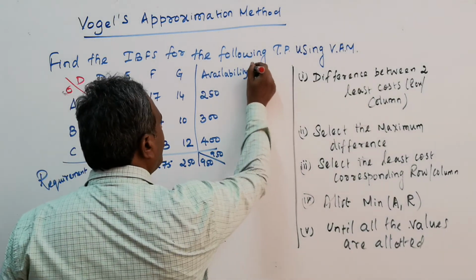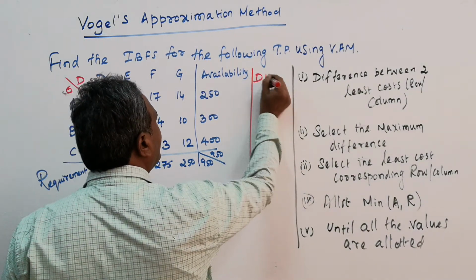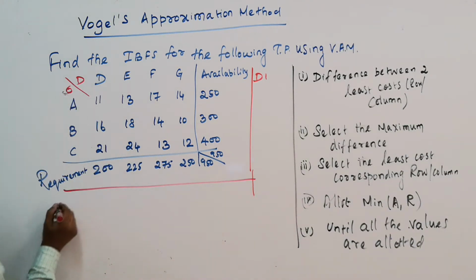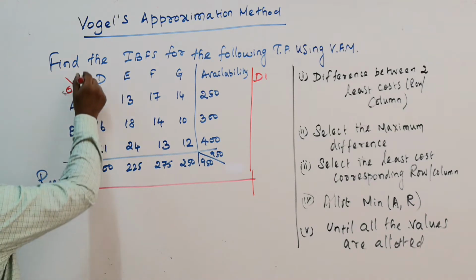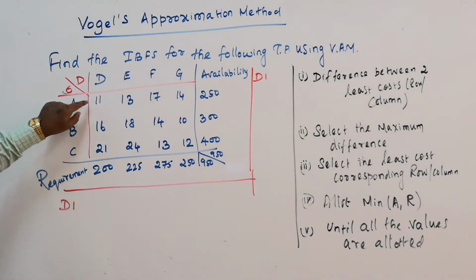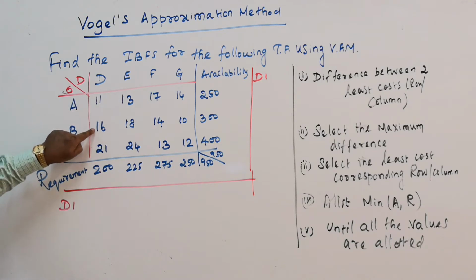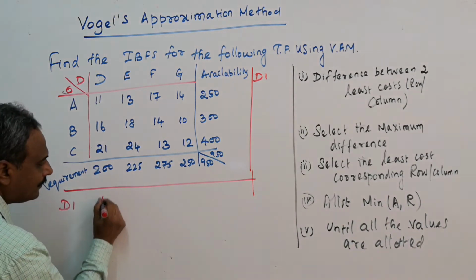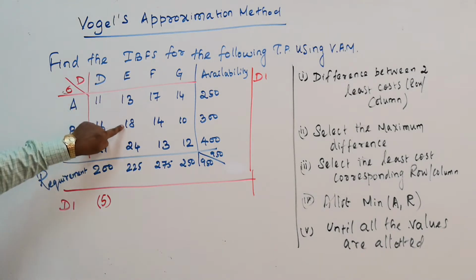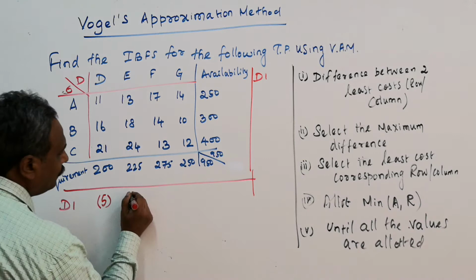First, I am going to find the difference between the least costs, row wise and column wise. I am going to check the least two numbers here, 11 and 16. I am going to take the two least costs, 11 and 16. The difference is 5. I am going to take the next two numbers, 13 and 18. Again, the difference is 5.